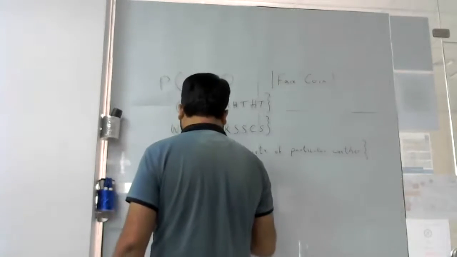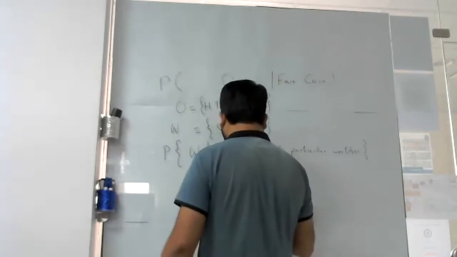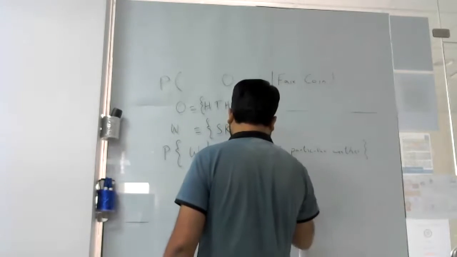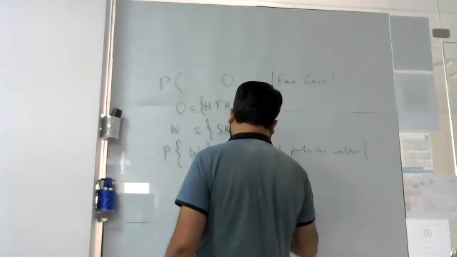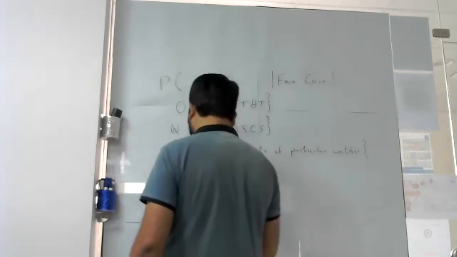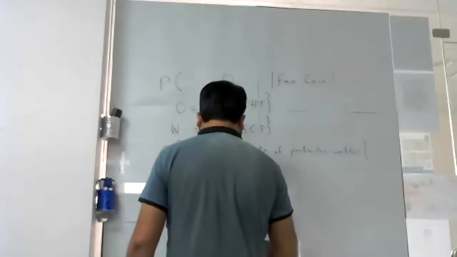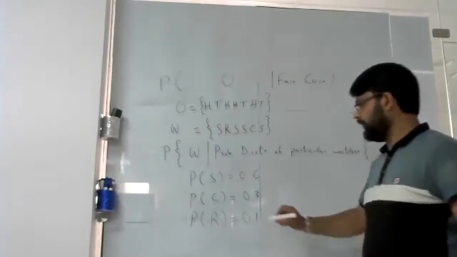Probability of observing cloudy in Pakistan is, let's say, let's make it 0.6, mostly it's cloudy. A few of the times, let's say 0.3 of the time it's sunny, and the probability of observing a rainy day, that is going to rain the whole day, is going to be 0.1.